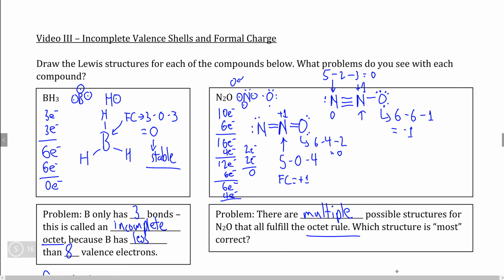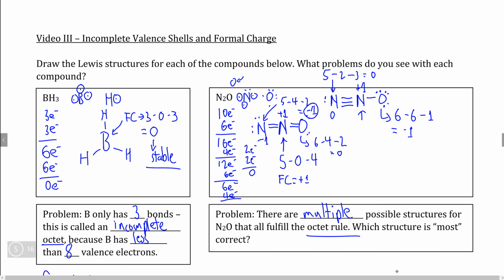If we compare that to this nitrogen here, nitrogen starts with 5 valence electrons, subtract 4 for the lone pair electrons, and then there are 2 bonds here. 5 minus 4 minus 2 means that this nitrogen has a formal charge of -1. So we see, again, the formal charges are different.